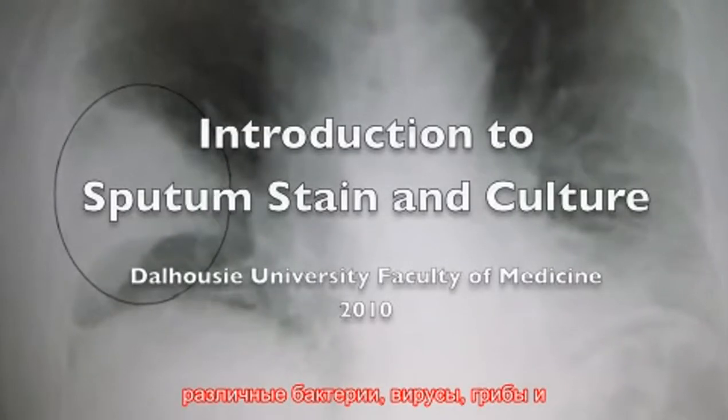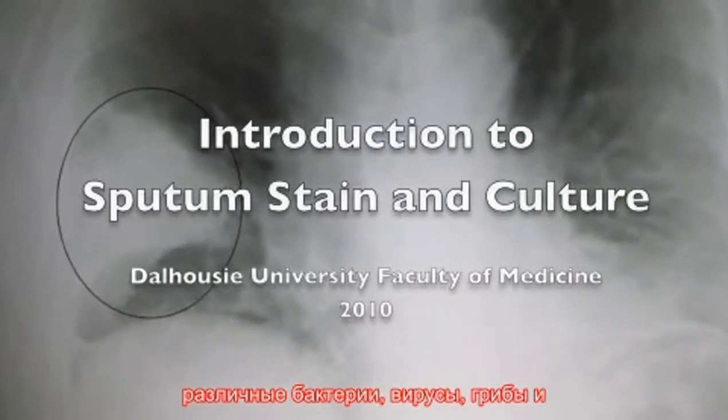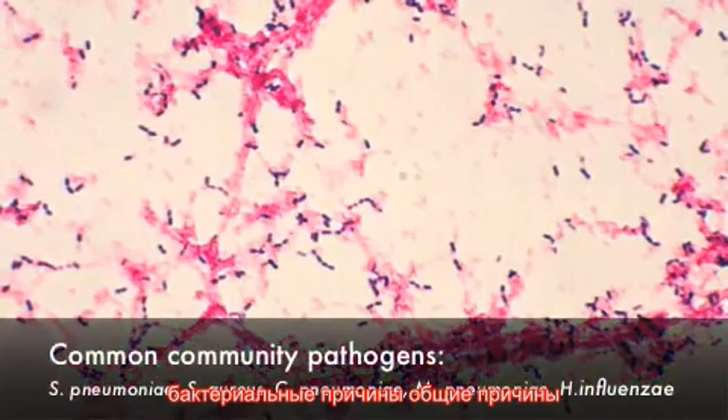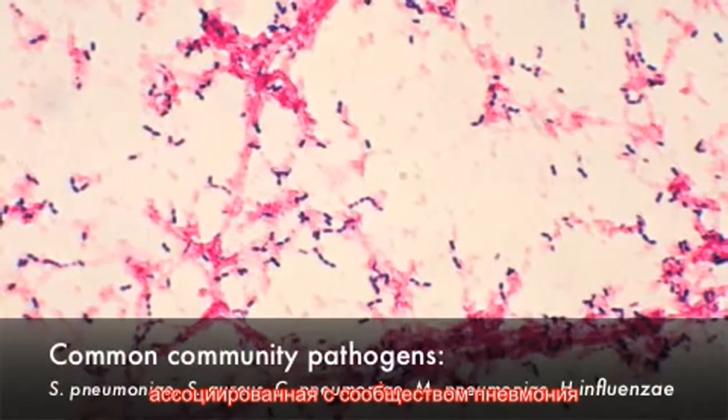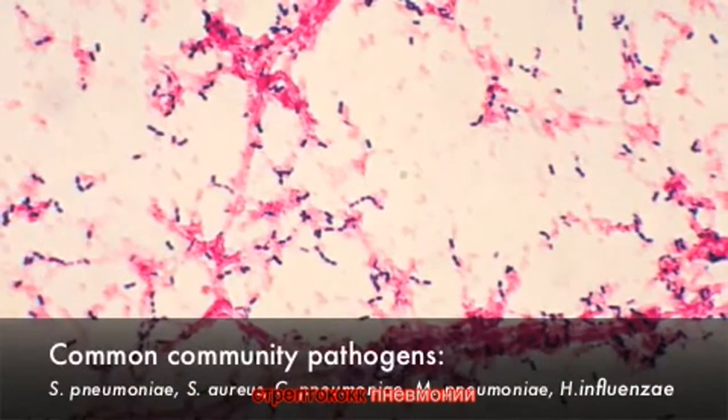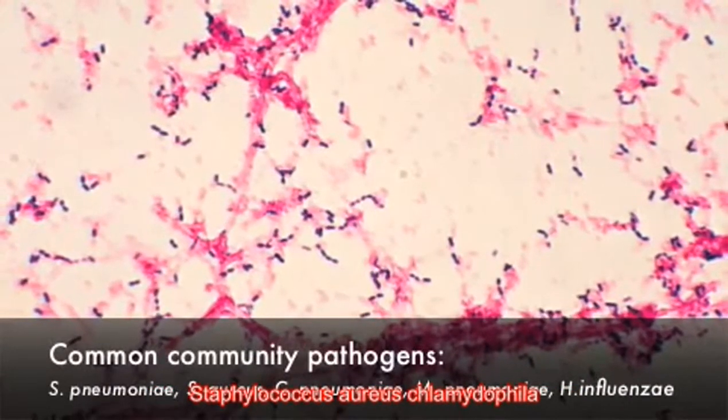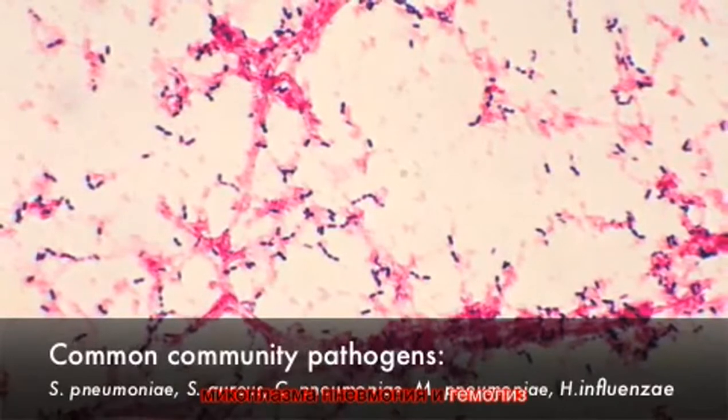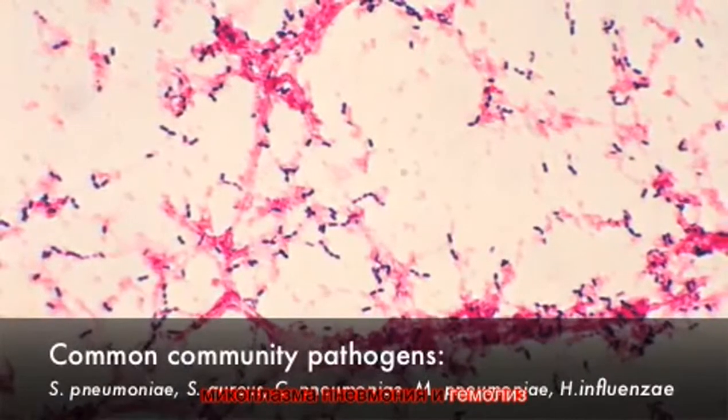Pneumonia can be caused by many different bacteria, viruses, fungi, and parasites. This video will focus on diagnosis of readily culturable bacterial causes. Common causes of community-associated pneumonia include Streptococcus pneumoniae, Staphylococcus aureus, Chlamydophila pneumoniae, Mycoplasma pneumoniae, and Haemophilus influenzae.